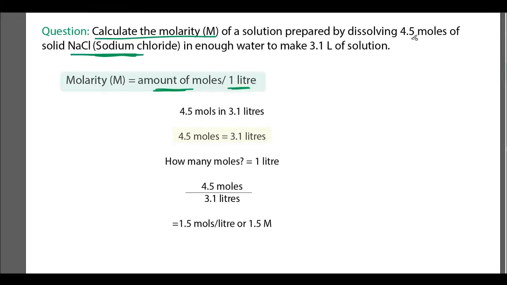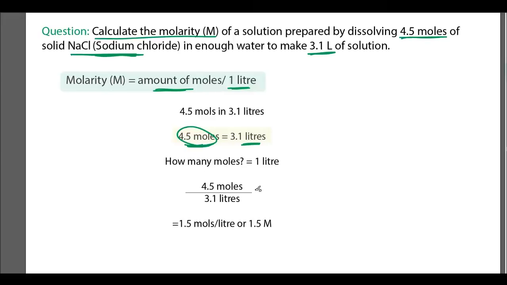So what do we have? What information does this question give us? Well, we know we have 4.5 moles in 3.1 litres of solution. So if we've only got 1 litre, how many moles are we going to have? Well, we're going to have a lot less moles, about 3 times less than the amount of 4.5.